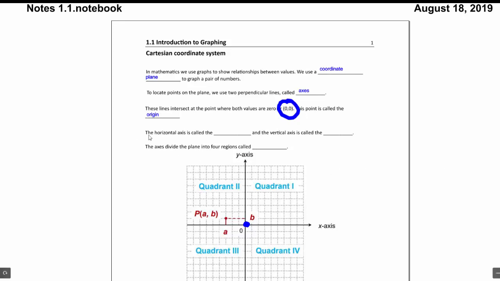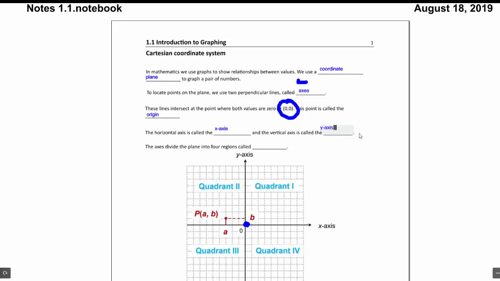Okay, next sentence. The horizontal axis. Horizontal is like horizon, so think of the line where the sky meets the ground. That is going back and forth, left and right. That is the horizontal axis. It's called the x-axis, and the vertical axis is called the y-axis. And you can see those labeled in the picture below.